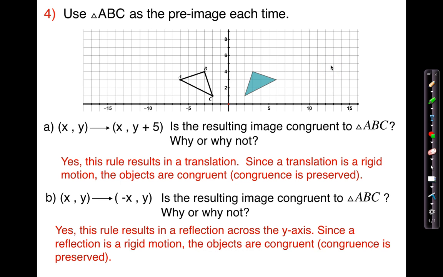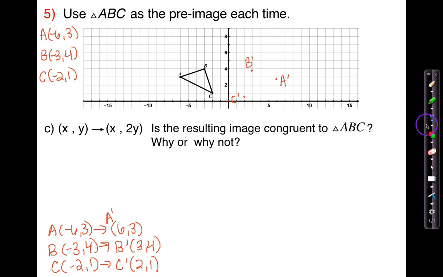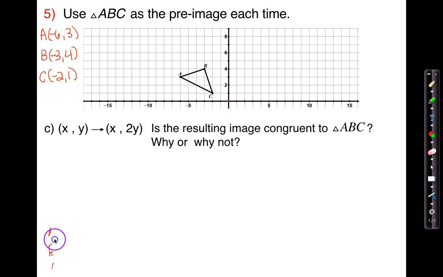Okay, so now moving on to number 5. It says here, use triangle ABC as a pre-image each time. For part C, we want to use X, Y, which gives you X, 2Y, and is the resulting image congruent to triangle ABC? Why or why not? So real quick, because I want to keep the ordered pairs there, and we take off everything else, let's go ahead and use the coordinate rule and see what we end up with.